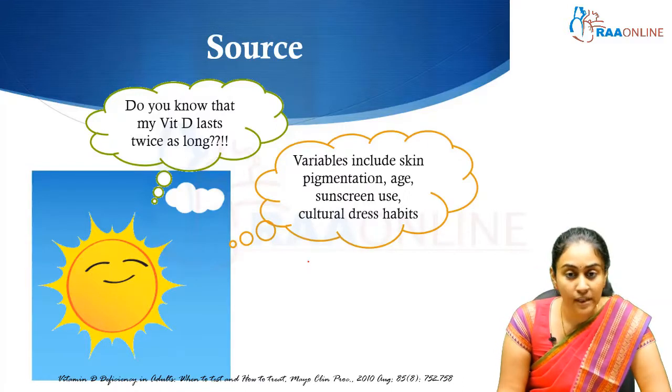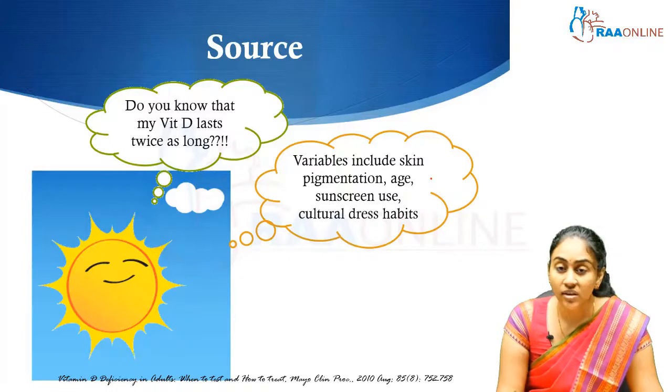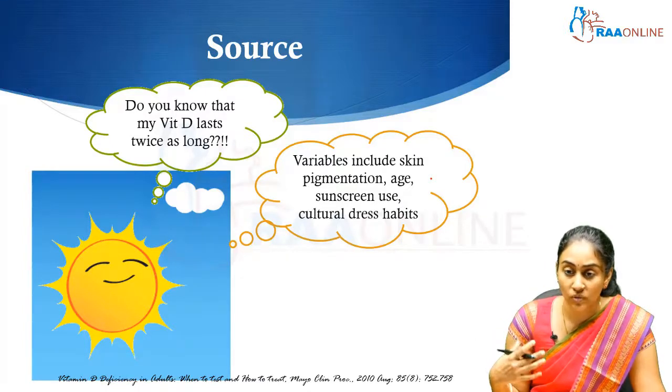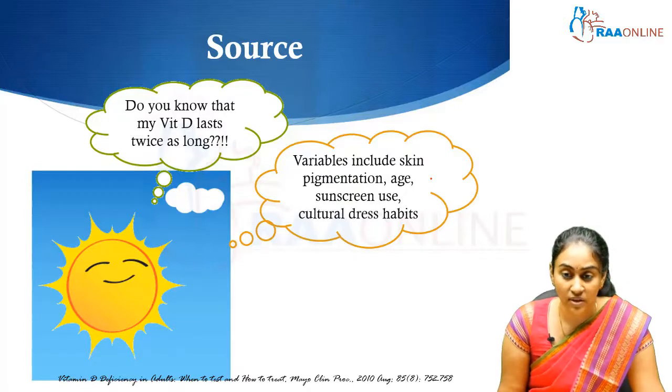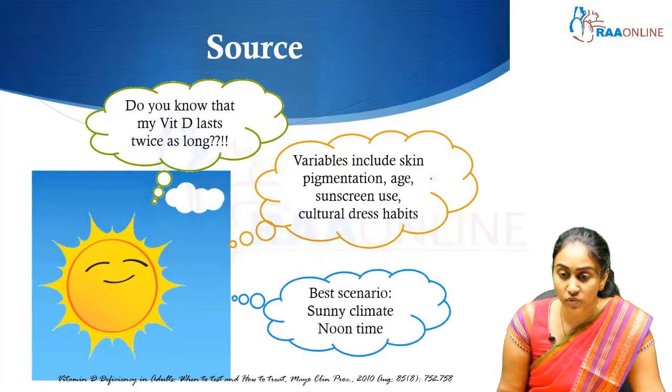Although sunlight is a very important source of vitamin D, there are several factors in the host which could affect the extent to which vitamin D gets produced from the sunlight. So now these factors include skin pigmentation, age, sunscreen use, several other cultural factors which involve wearing a lot of dresses, a lot of garments over the body to cover each and every part of the skin. So all of this can actually affect the amount of vitamin D that is going to be produced from the sunlight.